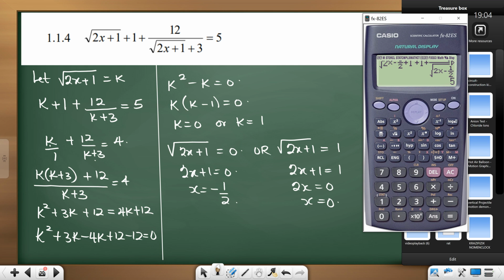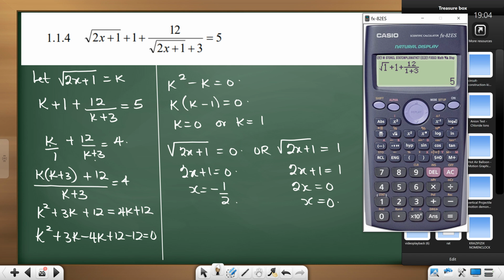What about 0? 2 times 0. Do we need a calculator for that? No. 0 plus 1 is 1. The square root of 1 is 1. Are you seeing that? But there's a plus 1 there. Plus 12 over. That one will also give you what? 1, when x is 0. 1 plus 3. Both of them are working. There's no need to cancel any of my answers.